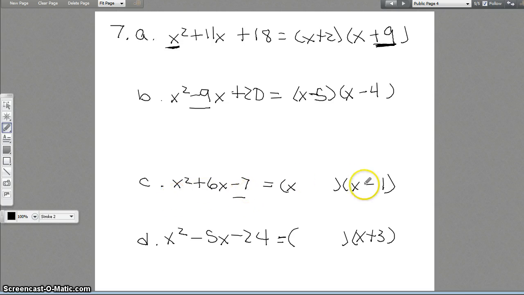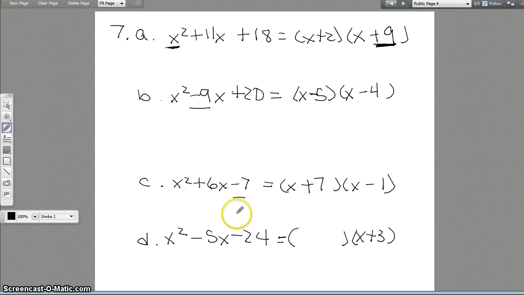Now we're trying to figure out what we have to multiply by negative 1 to get a negative 7. Well, the only way to get a negative 7 is to multiply that negative 1 by a positive 7. Now we have to check. When we add our 7 and our negative 1, do we get 6? Well, 7 plus a negative 1 is 6, so this works out. So to factor x squared plus 6x minus 7, we need to multiply x plus 7 by x minus 1.